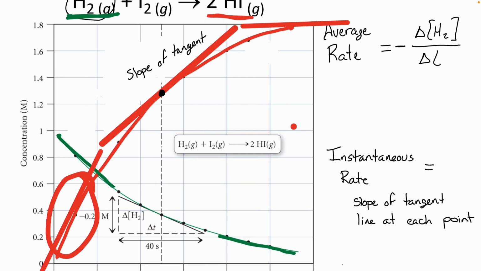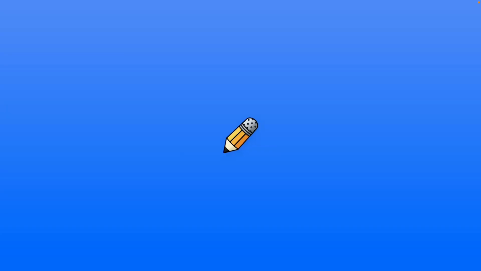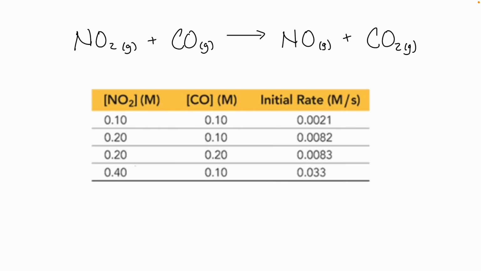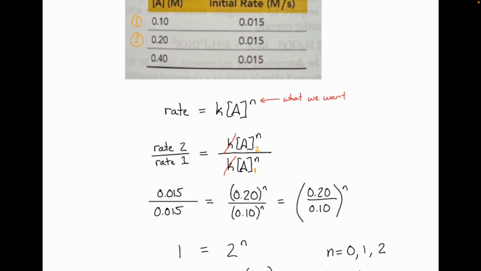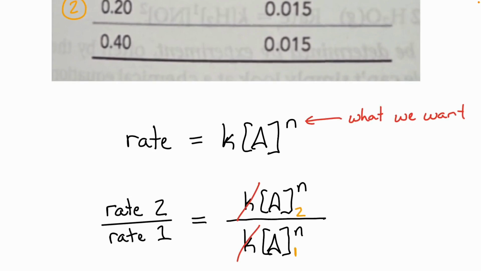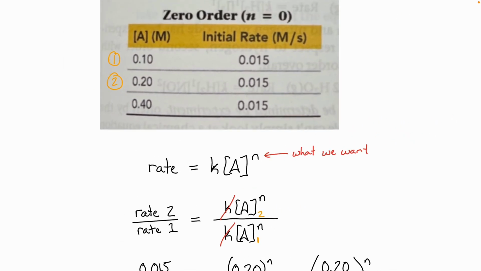And we talked about how reaction rates fit nicely into these equations, where the rate is dependent on some constant times the concentration of reactant raised to some power. And we called this the order of the reaction. So where we left off last time was how to take some rate data and use that to figure out the order of the reaction as well as the rate constant for that reaction.